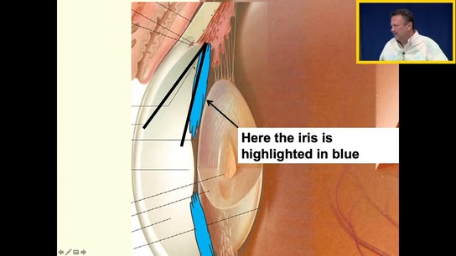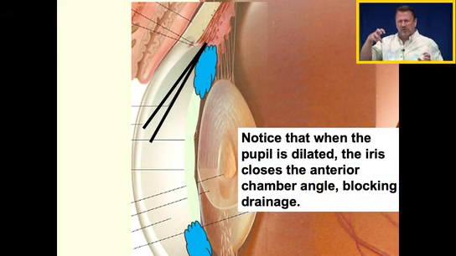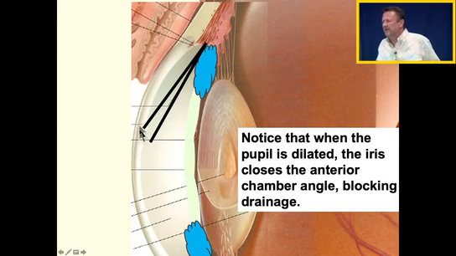All right, here the iris is highlighted blue for personal reasons, I assure you. And notice, forget all that open and closed angle business. Here is my iris, and it's highlighted in blue, and there is the anterior chamber angle. And what I want you to see is when pupils are dilated, when we dilate our patient's pupils, that iris, as it pulls up and scrunches up, it narrows the anterior chamber angle.